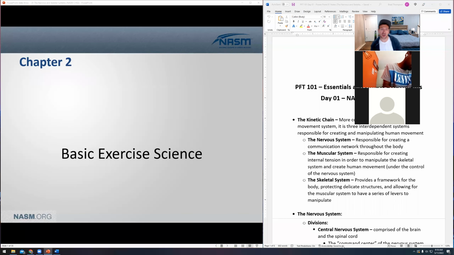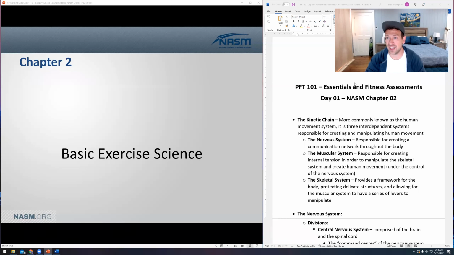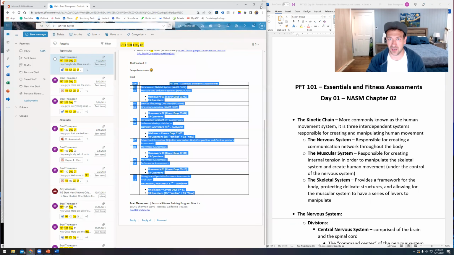All right, so we are looking at basic exercise science today. We are going to start breaking down the kinetic chain. We cannot understand how the body moves without understanding some of our gross anatomy, or just overall anatomy. Although, zoom in enough and it is gross. So we are going to be looking mostly at the skeletal system, which is our framework for everything, and our nervous system, which is going to sort of manipulate everything, right?